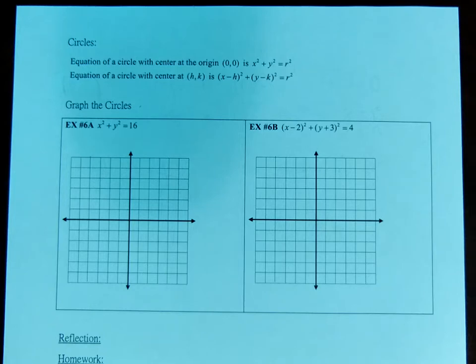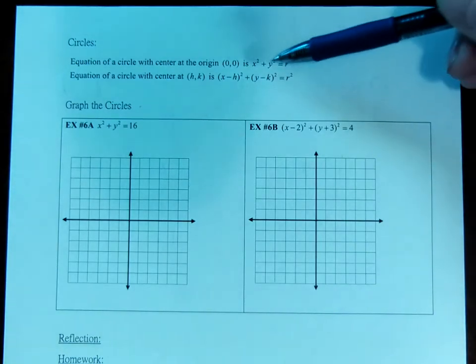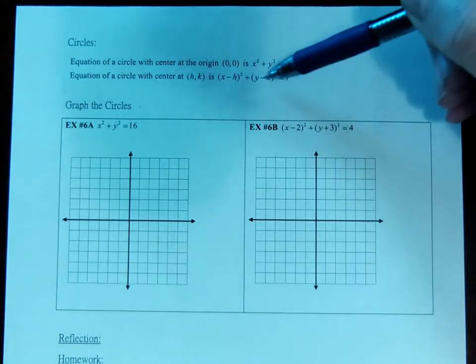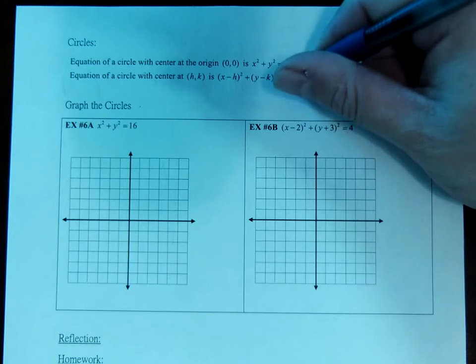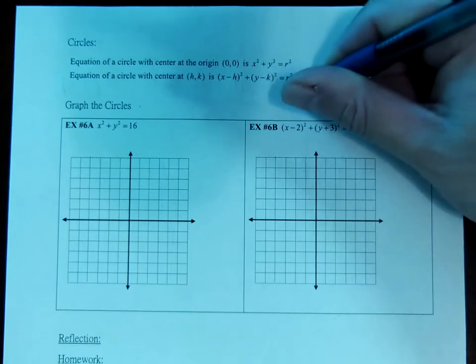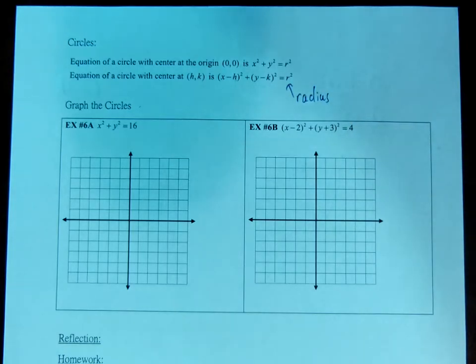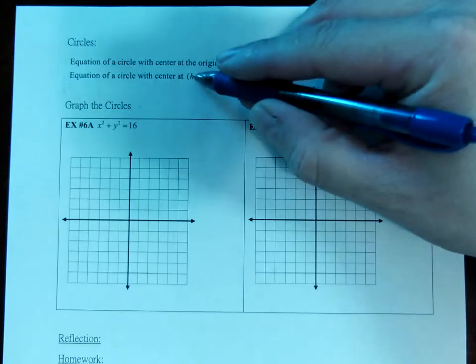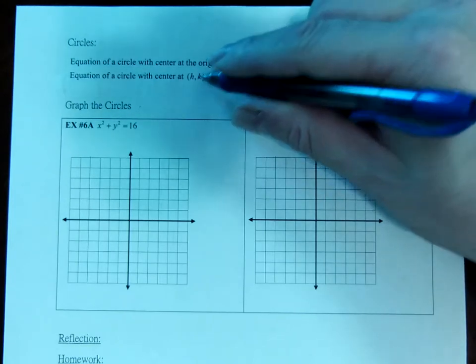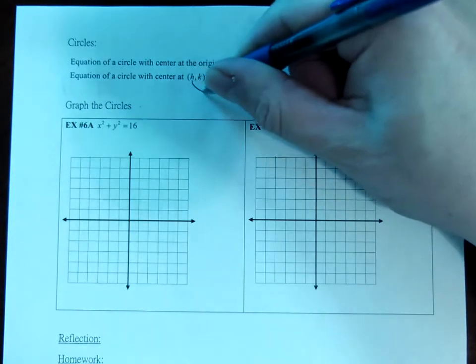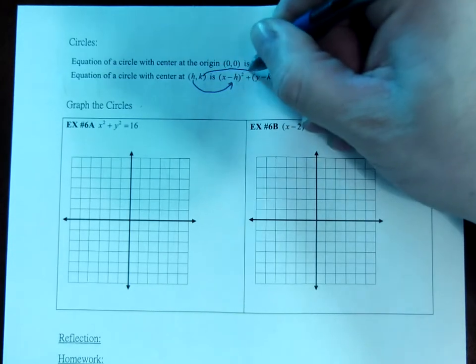So, circles. The equation of a circle with the center at the origin has nothing next to the x and the y. If it does have a center that's not the origin, it has a value next to x and y. This value at the end is what's called the radius. So this is the radius of the circle. This h and k is what's called the center, h and k. So h goes here next to x, k goes here next to y. And they're always opposite of what's written. So this is next to x and this is next to y.